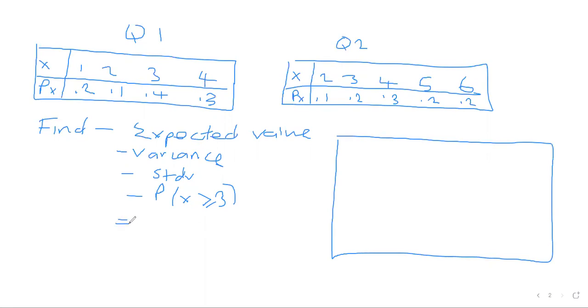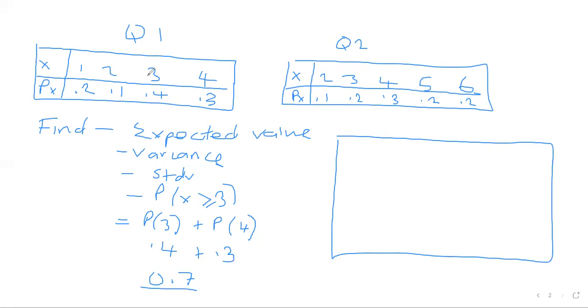It means you're starting from what? Probability of 3 going upwards. So probability of 3 plus probability of 4. These are the numbers greater than or equal to 3. Probability of 3 is 0.4. Probability of 4 is 0.3. When we add this, we get 0.7. So this is the probability of x greater than or equal to 3.